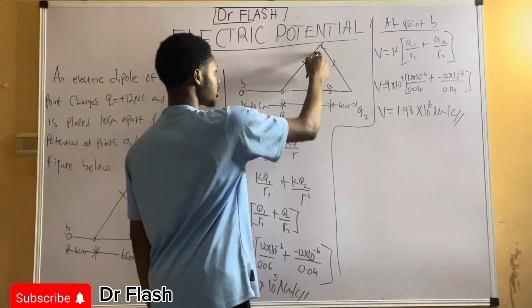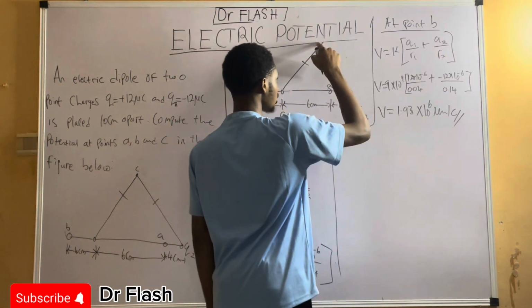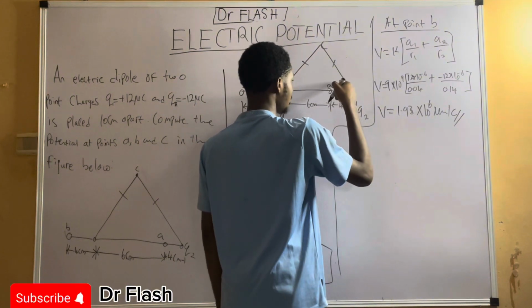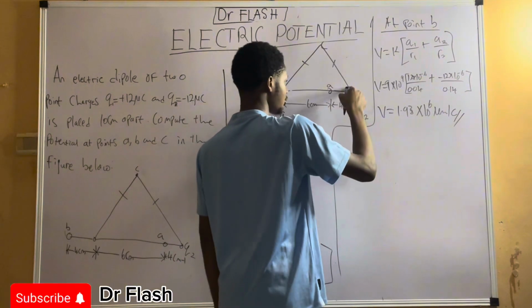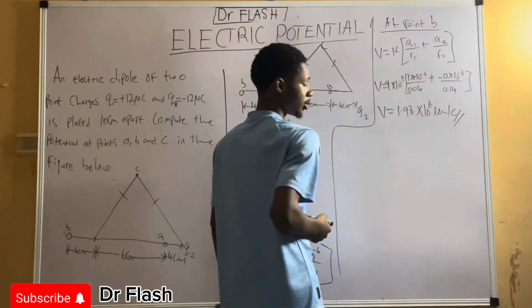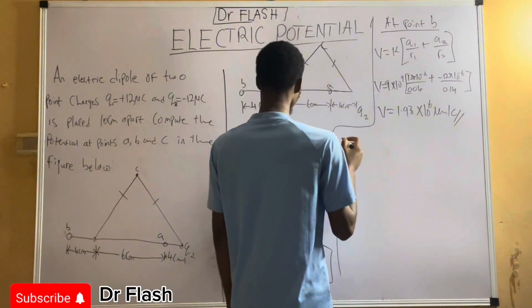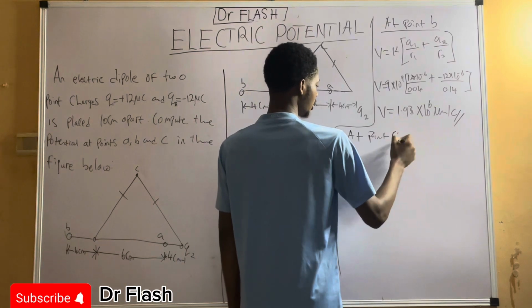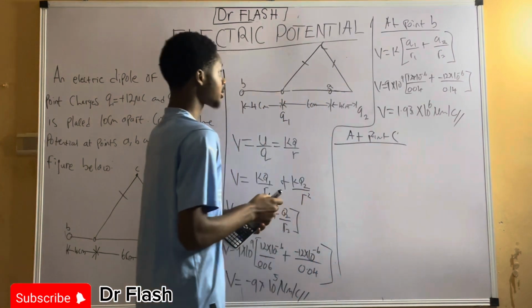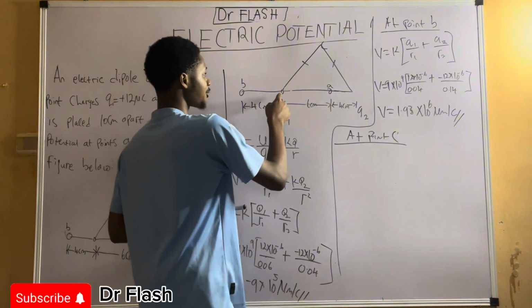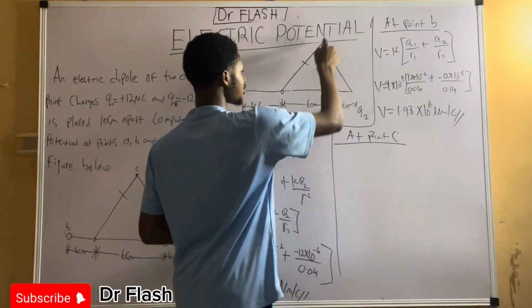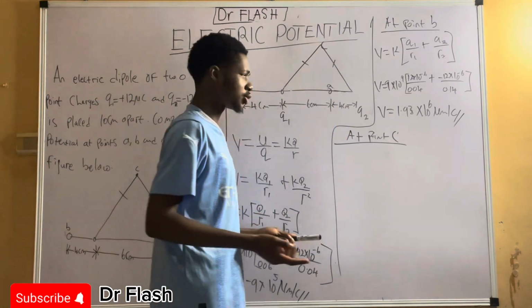Now, how about the electric potential at point C? Point C is just upward, and you can see that it is symmetrical. The distance from here to here is the same as the distance from here to here. That means the diagram is symmetrical, or it is an isosceles triangle. So at point C, we're going to consider the distance from here to here as well as the distance from here to here. Now, they did not give us the distance from these two, but how are we still going to solve a problem like that?